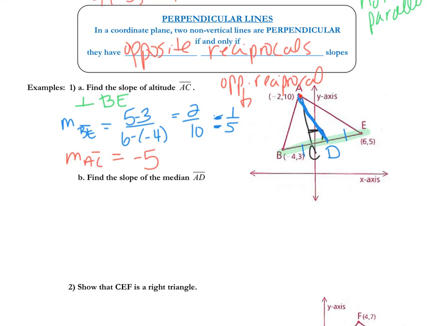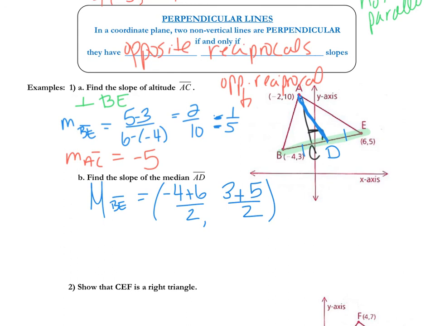I know one ordered pair, it's (-2, 10), but I need to figure out this ordered pair. Well, if you think about the definition of a median, which is that it starts at the vertex and goes to the midpoint of the opposite side, that means that this is the midpoint of segment BE. So that means I can find the ordered pair. The midpoint of BE is going to be -4 plus 6 divided by 2 and 3 plus 5 divided by 2.